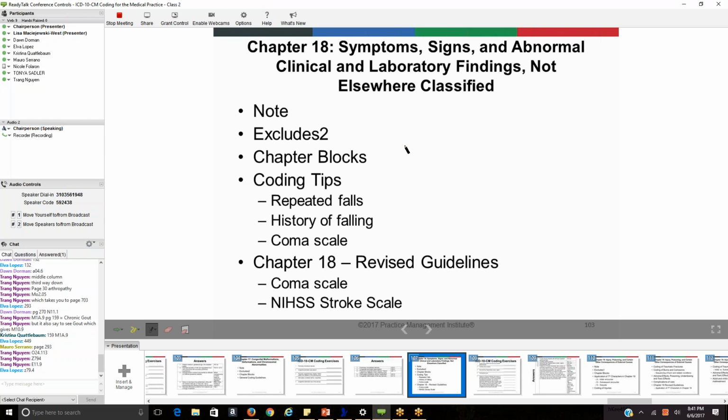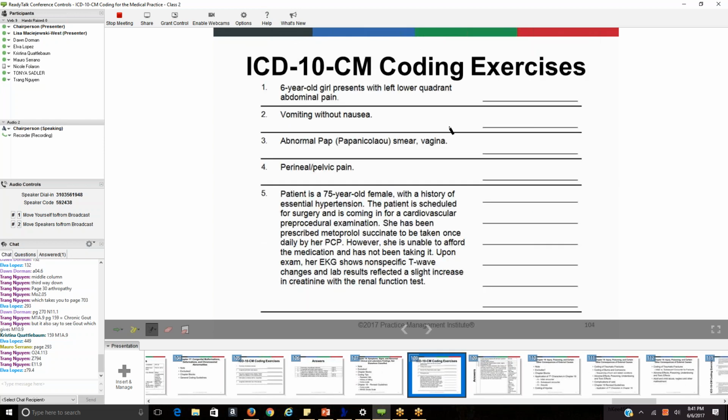So let's just look at one very, very quickly. We're going to look at number 2, vomiting without nausea. Let's quickly look it up. Somebody give us the page in the index where you can find this, and then we'll go look at it in the chapter, in the tabular. And then we're going to move right into chapter 19.